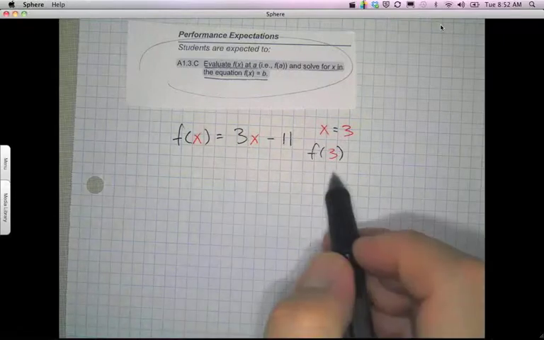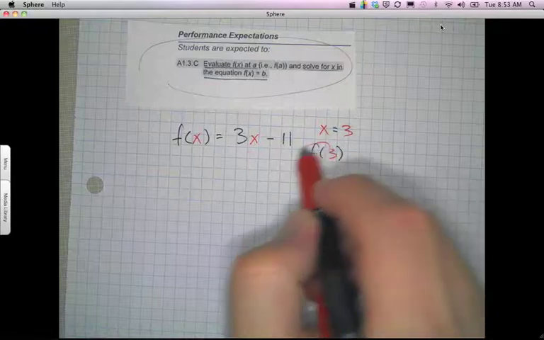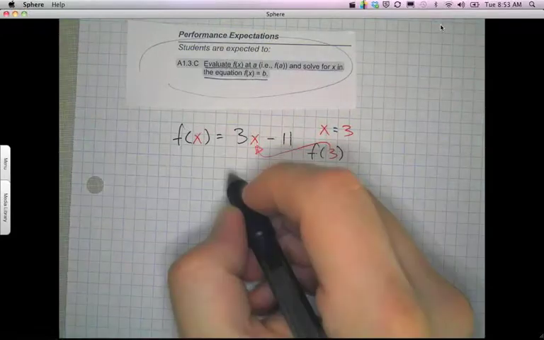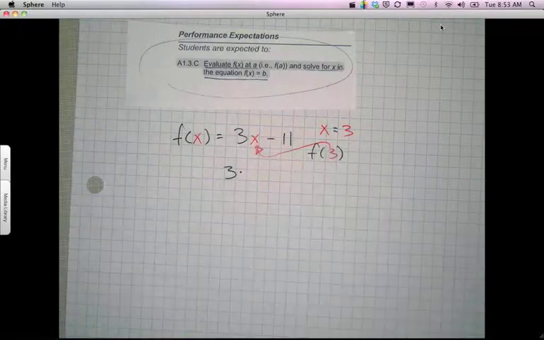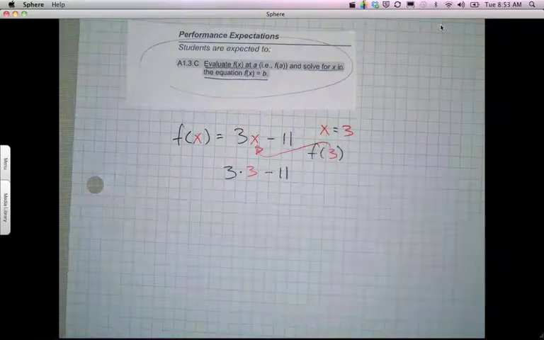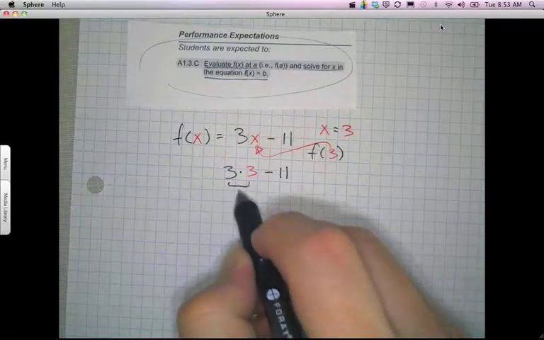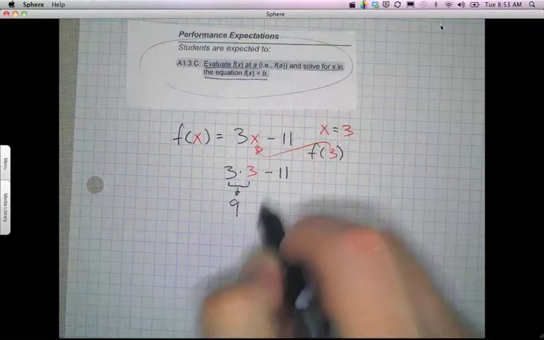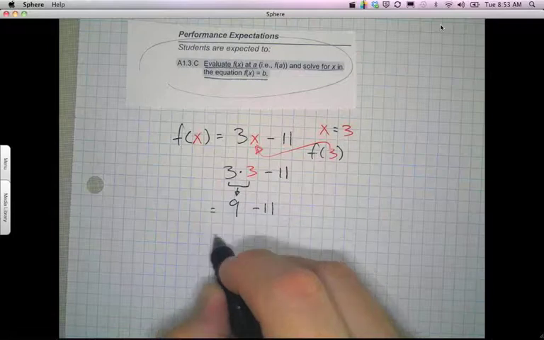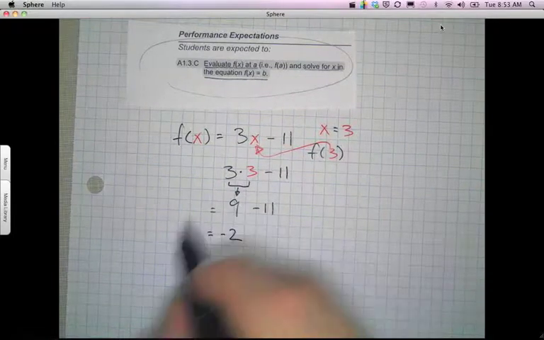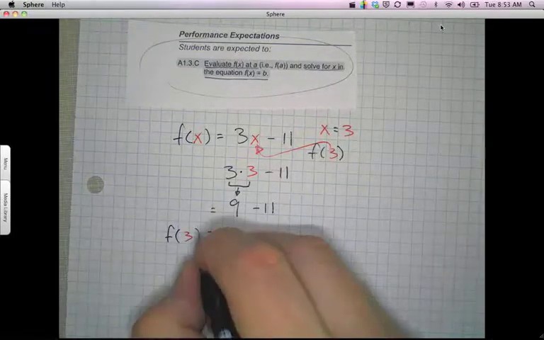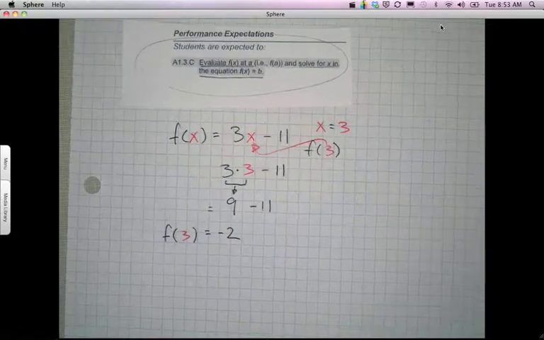So if I'm plugging this into my equation, I take this 3 and I put it right in there and replace my x with that 3. So it becomes 3 times 3 minus 11. So then I just go through PEMDAS. I solve this first. 3 times 3 is 9. And the minus 11 part still comes down the same way. Then 9 minus 11 is equal to negative 2. And that's my answer. So my f of 3 equals negative 2. And that's how you do it the first way.